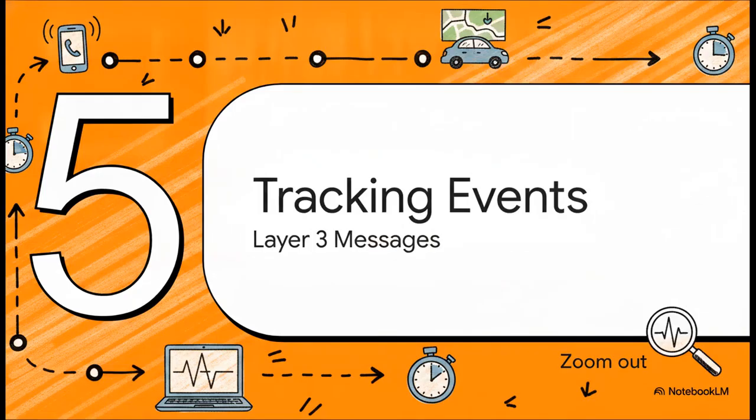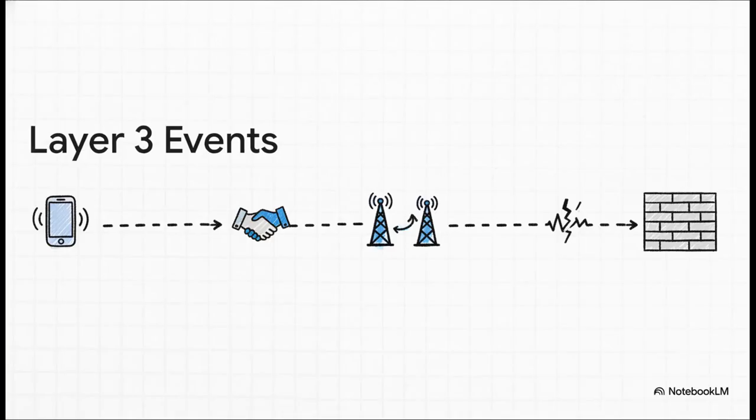Finally, let's wrap up with Section 5, Tracking the Events window. Tracking signal strength and speed is awesome, for sure, but we also need to see the actual conversation happening between the mobile phone and the network. The events window captures the chronological story of the call by logging all the critical Layer 3 messages. We're talking call attempts, call established, successful handovers, and of course, the dreaded dropped calls or blocked calls.